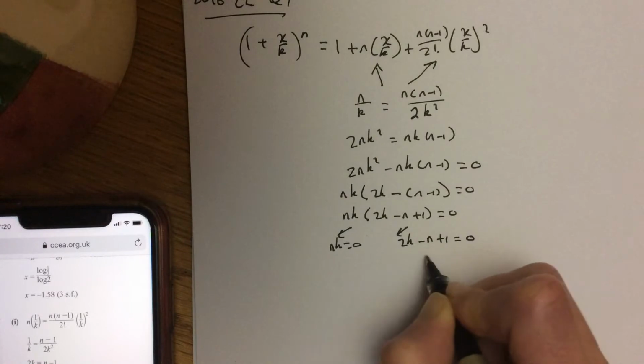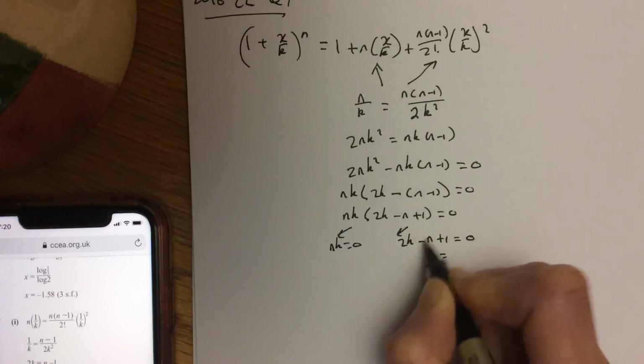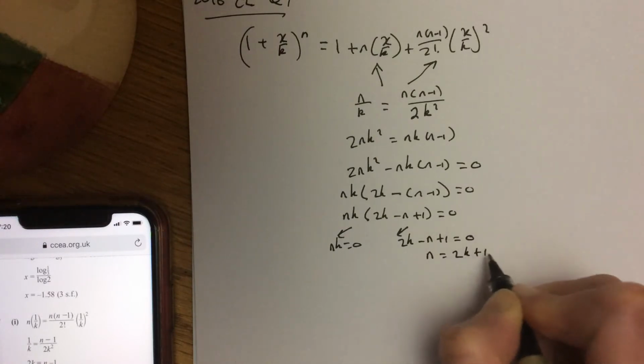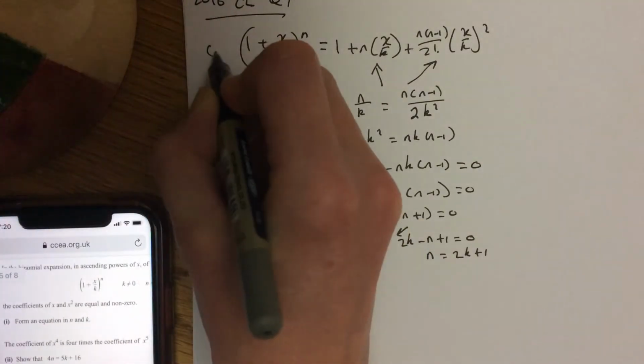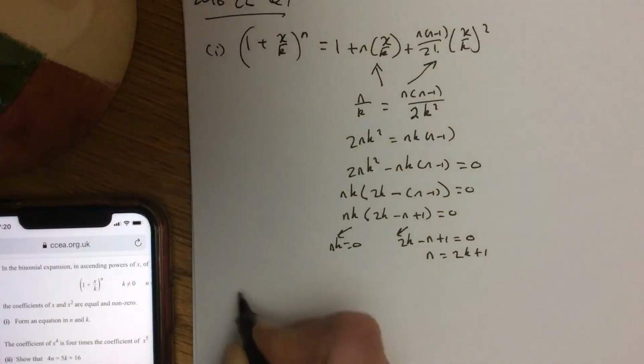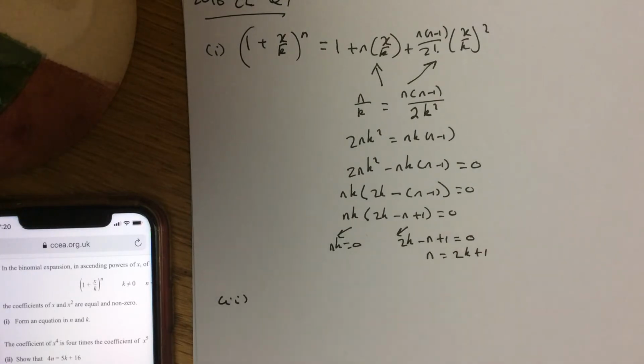So that gives you an n, bringing n over. So you have n equals 2k plus 1. So that's the first bit. The second bit of this equation says that the coefficient of x to the 4 is 4 times the coefficient of x to the 5.